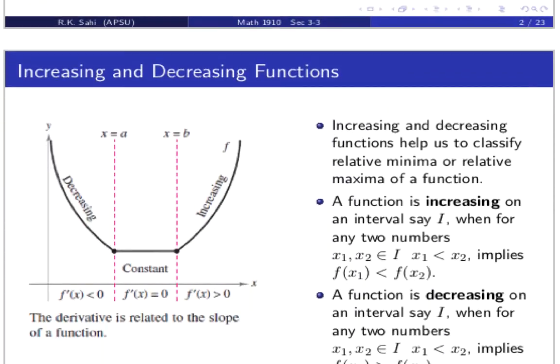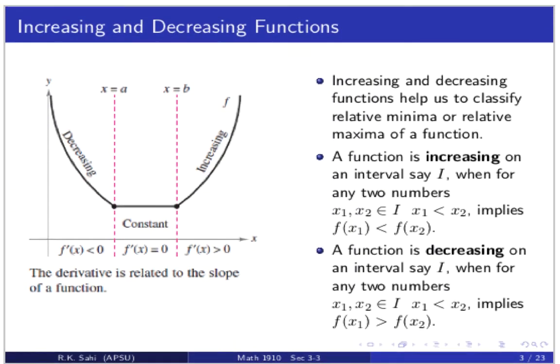So let's start with the definition of increasing and decreasing functions. Now look at the graph on the left-hand side. Notice this graph first decreases, it's going down, and then it stays constant, which is given by a horizontal line, and then it starts to go up. So notice the graph is decreasing, then constant, and then increasing. Now we're going to first define what we mean by increasing and what we mean by decreasing.